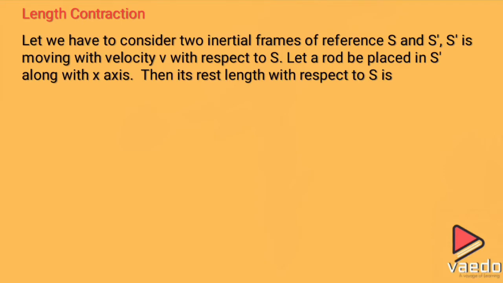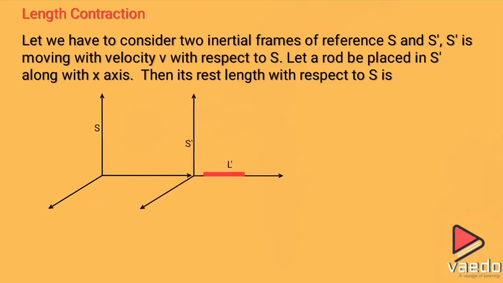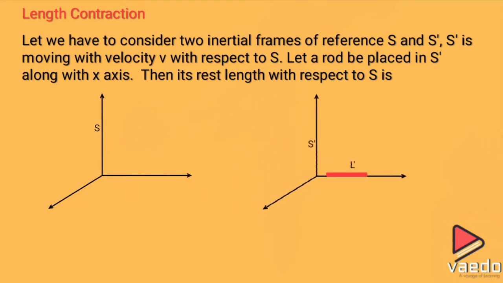So first of all, to understand the meaning of length contraction, we have to consider two inertial frames of reference which are moving with respect to each other with velocity v, and their coordinates are totally parallel, just like this animation. In this animation, as we can see, the first coordinate system is moving with respect to the second, where the x coordinates are parallel.